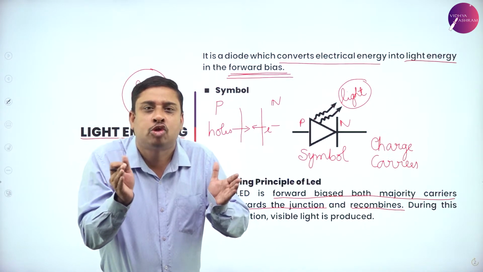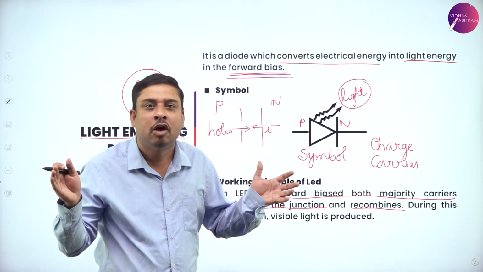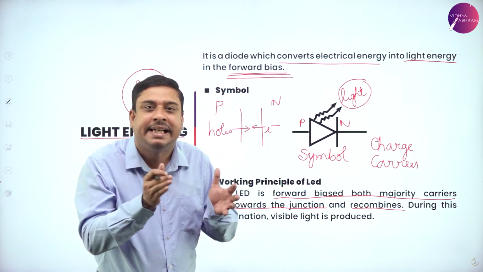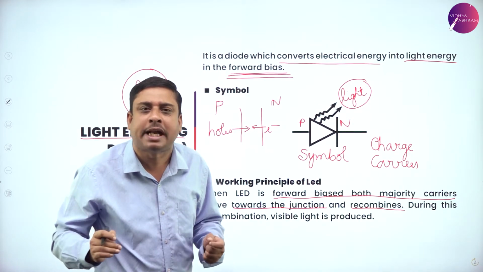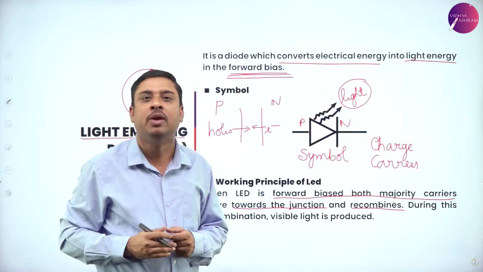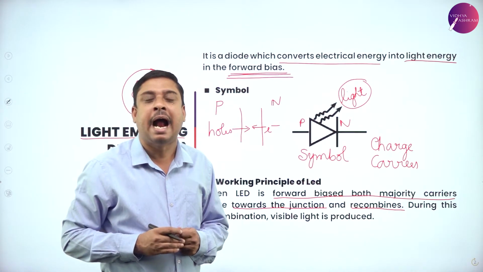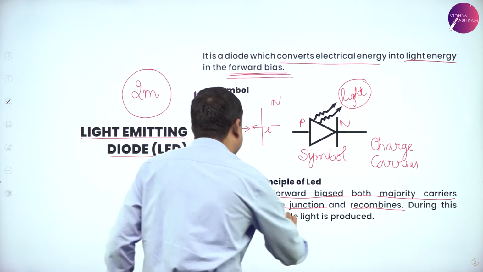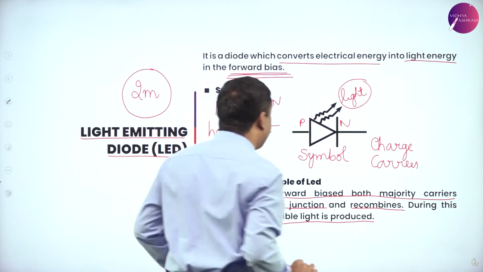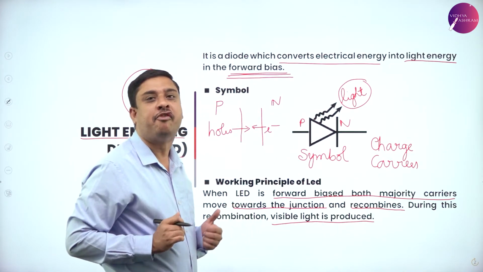Now, the depletion region slowly goes on decreasing. The width of the barrier decreases. For one particular potential, the barrier breaks down, conduction happens, and electrical energy is now coming as visible light. And this is how an LED performs.